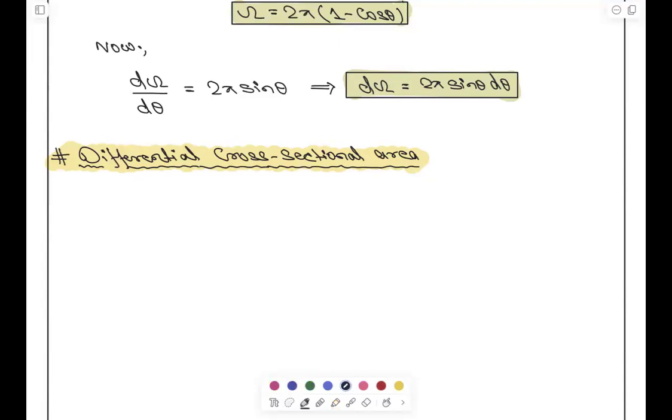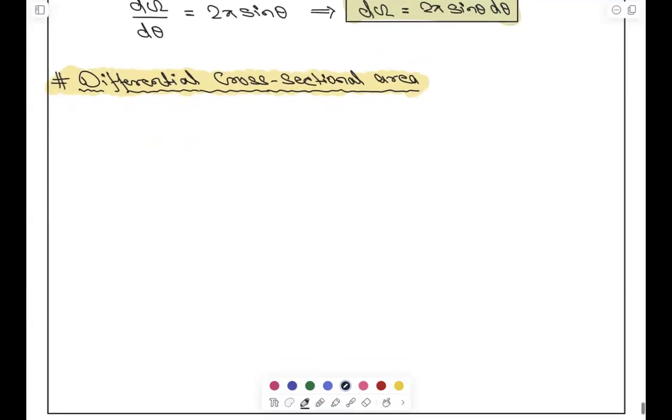So let me tell you one thing. What will be the unit of this? Unit of area. Are you sure? Most probably. Yes, so the unit will be area, meter square. Chalo, so let us understand this concept first.